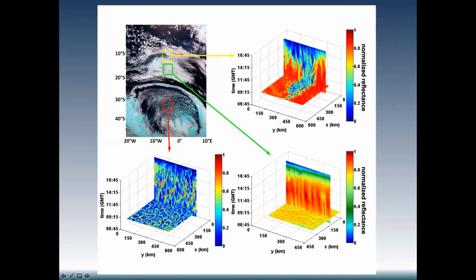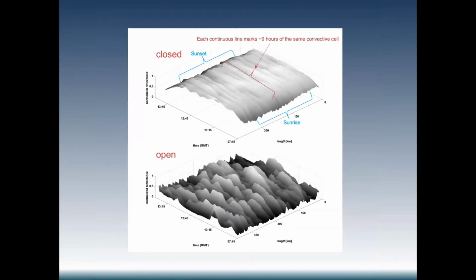And basically, we followed the field for 10 hours throughout the daylight, and we created a cross-section, a Hovmöller diagram, of one of the cross-sections. And what do I want to show? This is the time of the day, and this is the spatial scale, and these are closed cells, and these are open cells.